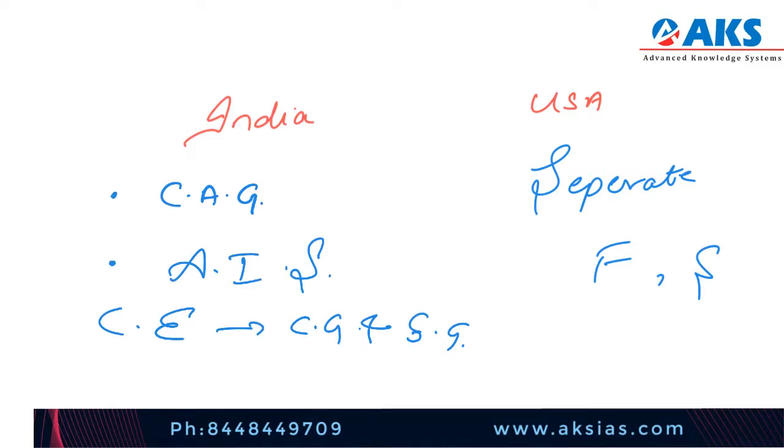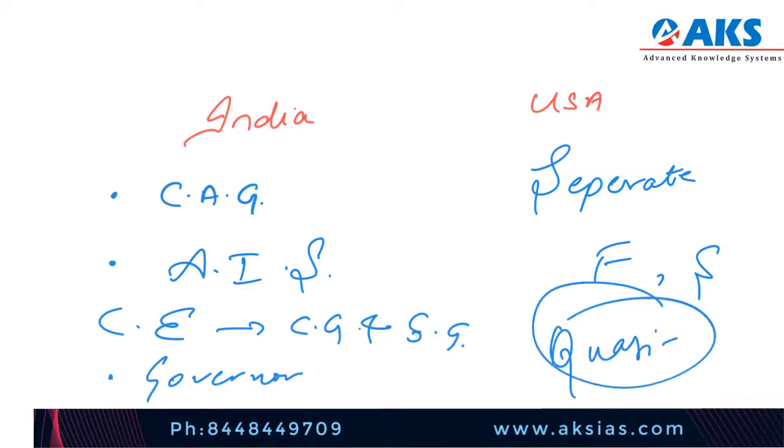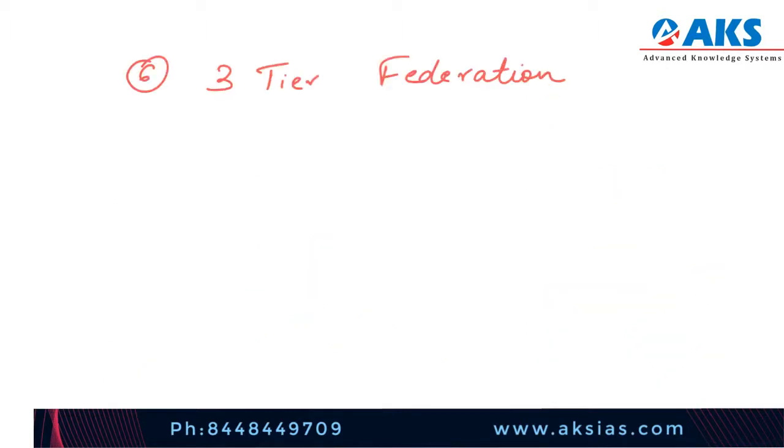Also, the system of governor in India represents some non-federal features. Thus, India's constitution is much more non-federal or quasi-federal in nature, or you can call it partly federal and partly non-federal in nature. The next important feature is that India's constitution is a three-tier federation.